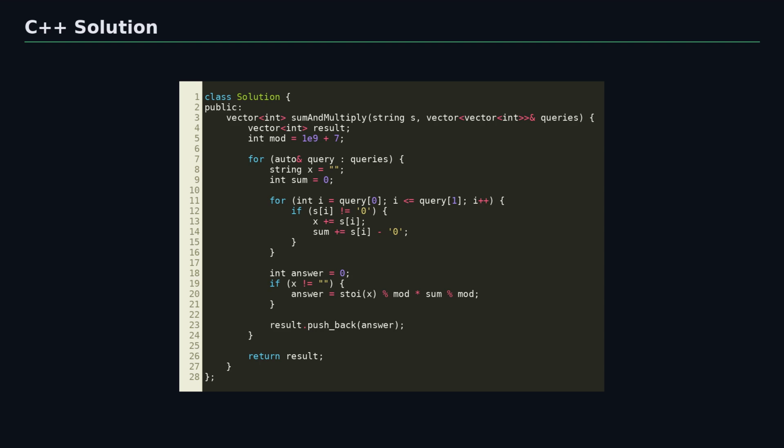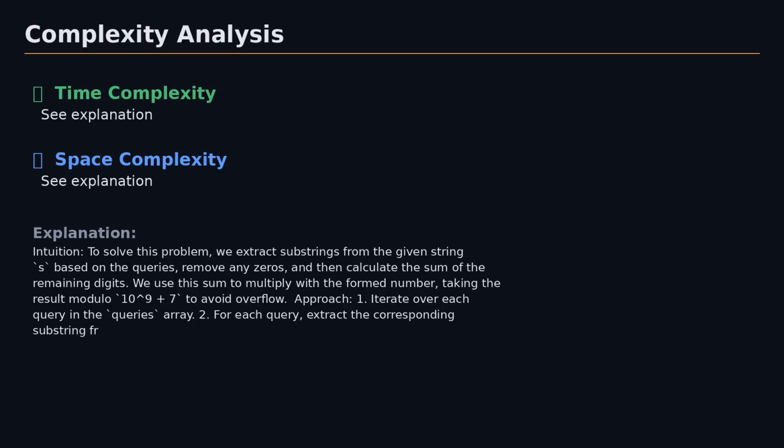After that, we calculate the answer by converting the string x to an integer using stoi, multiplying it by the sum, and taking the result modulo 10 to the power of 9 plus 7. Finally, we push the answer to the result vector.